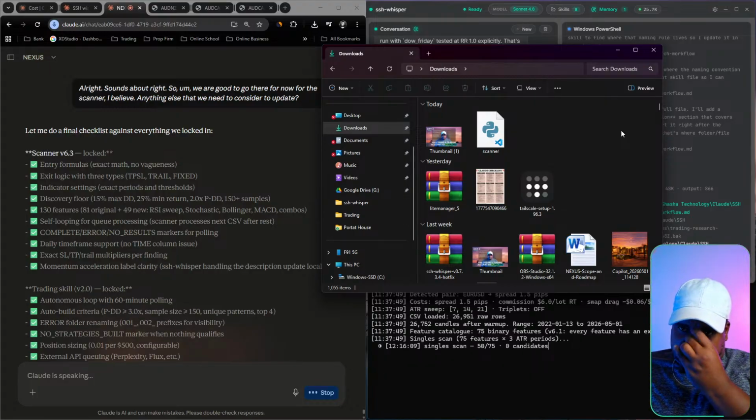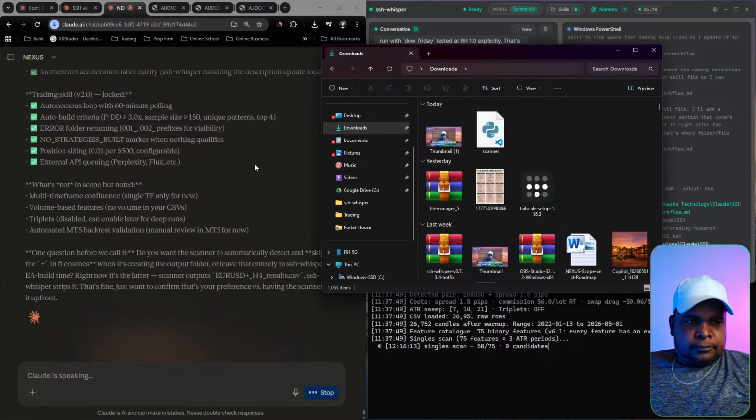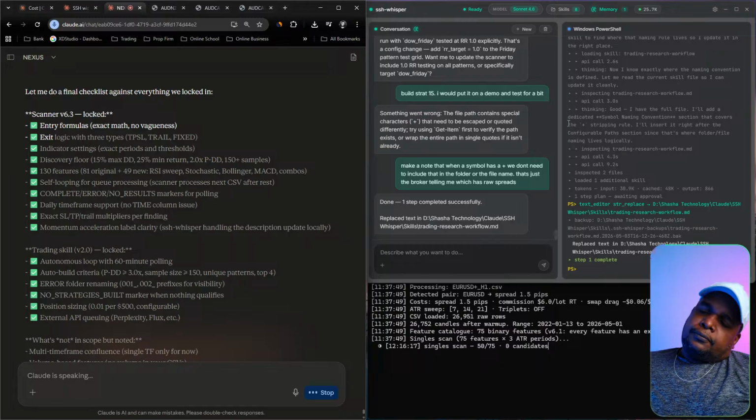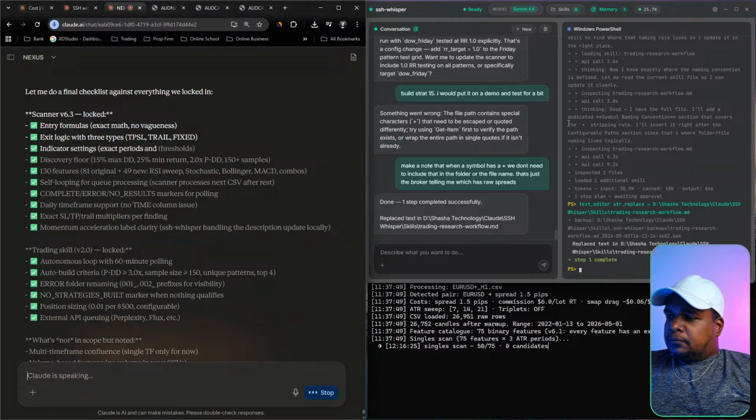Scanner V6.3 locked. Entry formulas: exact math, no vagueness. Exit logic with 3 types: TPSL, trail, fixed. Indicator settings, exact periods and thresholds. Discovery floor: 15% max DD, 25% min return, 2.0x PDD, 150 plus samples, 130 features, 81 original plus 49 new, RSI sweep, stochastic, Bollinger, MACD combos.